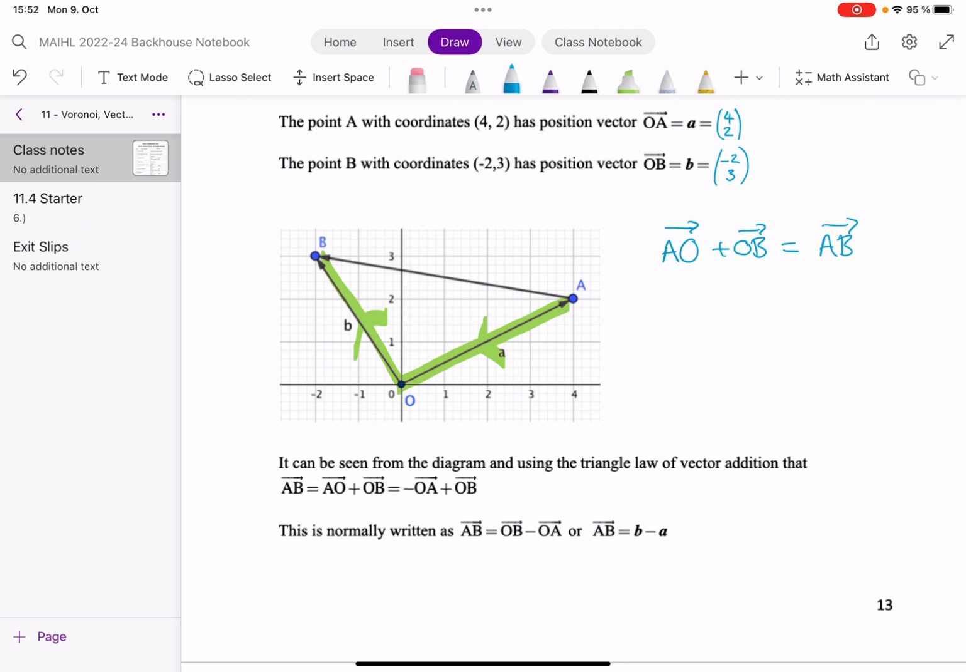Obviously, we have a vector that gets us from O to A. That's the vector little a. So what we're actually going to be doing is taking the negative path down there so that we get back to the origin. And that will still give us AB. And what people commonly do is they write this as OB minus OA, or as vector B minus vector A.